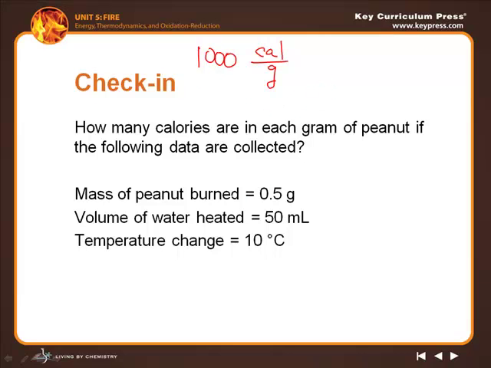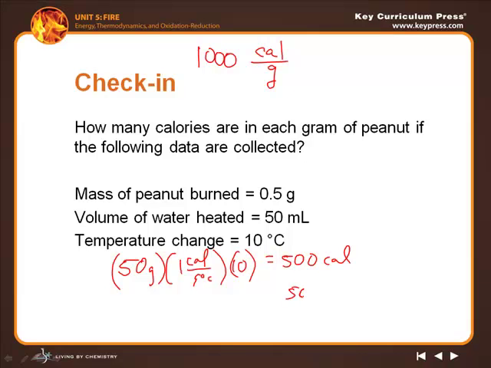All right, so here we've got 50 milliliters of water is heated up. So that's 50 grams. Multiply that by 1 times the change in temperature, which is 10. All right, 50 times 10 is 500 calories. Then we take the 500 calories and divide it by our peanut mass. 500 divided by 0.5.